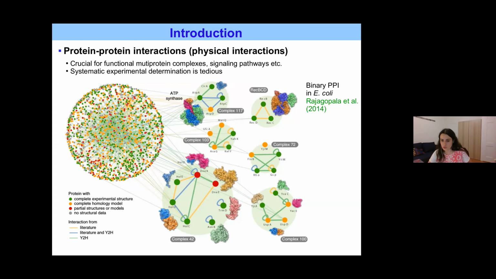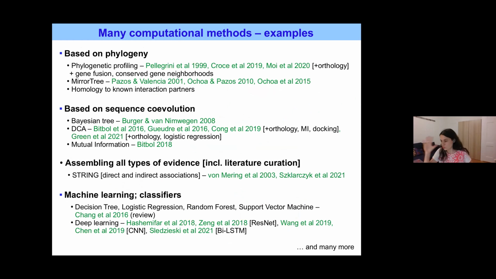So it's interesting to find ways to determine them from sequence data. Many methods have been developed for this. This is just a set of examples, not exhaustive at all. I just want to emphasize that there are different types of methods. Some of them are based on phylogeny, others are based on sequence coevolution, and yet others assemble all types of evidence, including literature curation, experiments, etc. And yet others are machine learning and classifier based, including deep learning. Okay, so that's just a very fast overview.